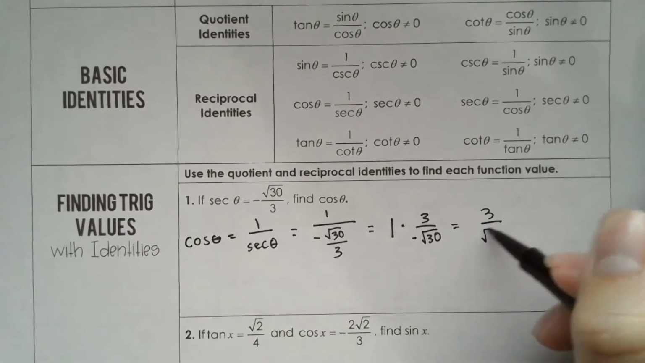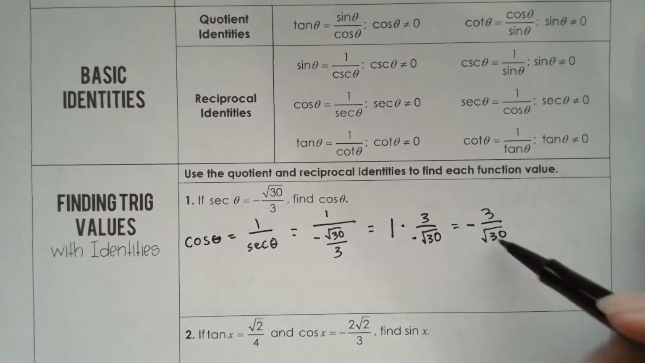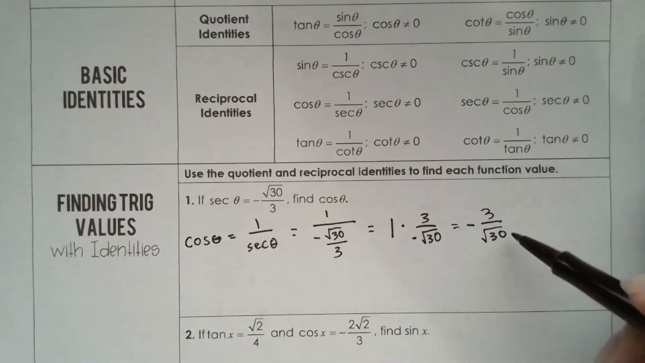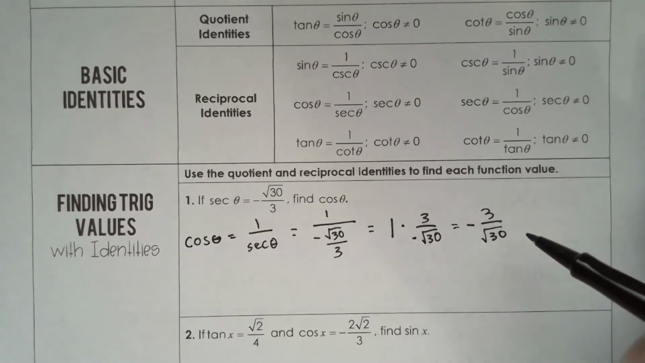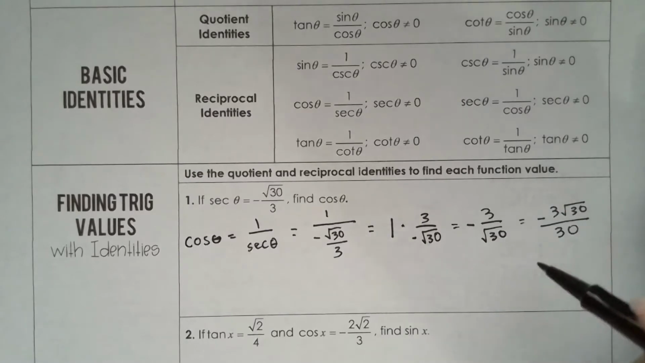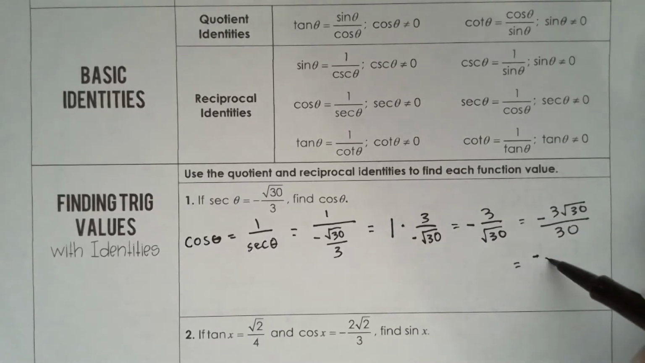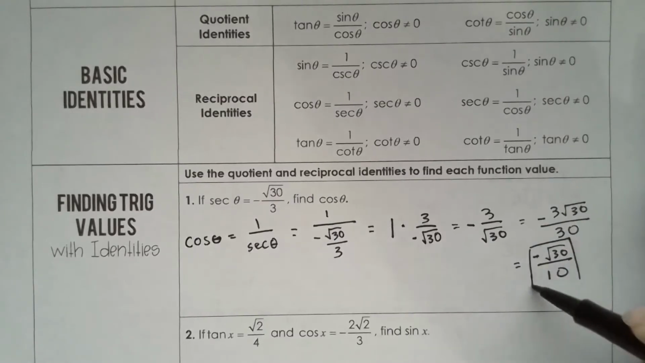Now from here I have to get rid of the square root in the denominator. So remember our pattern, you would multiply top and bottom by square root of 30. This would give you negative 3 square root 30 over square root 30 times square root 30. You're going to get just 30. 3 over 30, that does simplify. 3 is a common divisor here, so you'll get negative square root 30 over 10, because 3 divided by 30 is 1 over 10. Okay, next one.